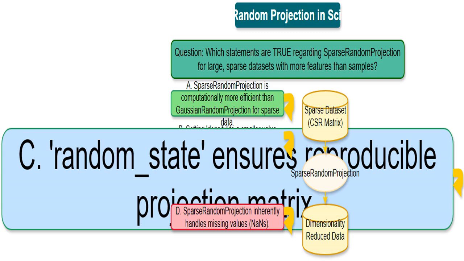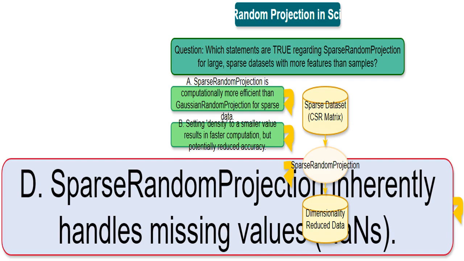The random_state parameter acts like a seed for the random number generator. By setting it, I ensure I get the same projection matrix each time I run the code. This is crucial for reproducibility of experiments. This statement is incorrect. Sparse random projection doesn't automatically handle missing values. I have to pre-process the data, for example by imputation or removal of missing values, before using sparse random projection.